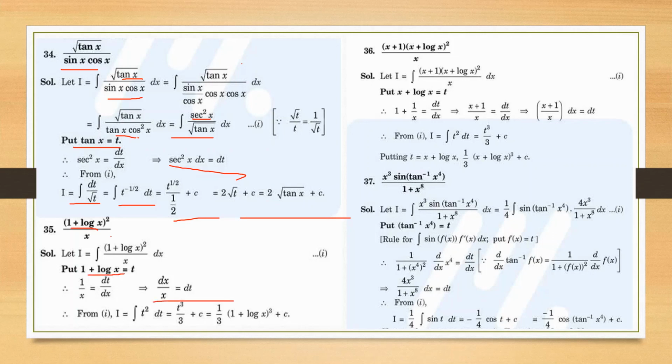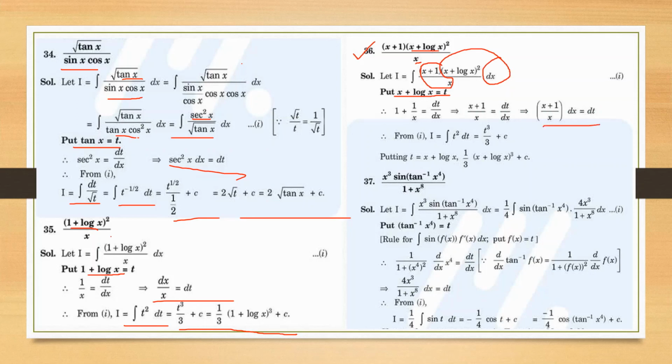Number 36 is very important. x plus 1, x plus log x whole square upon x. See this without square. Put it as t. When you operate, it is 1 plus 1 upon x dt by dx, or take LCM, you will find that this thing along with this is changed to dt. And the question simply changes to t square dt, which can be integrated as t cube by 3 plus c, and re-put t, you will get the answer.